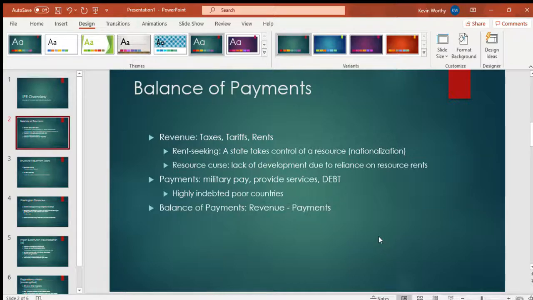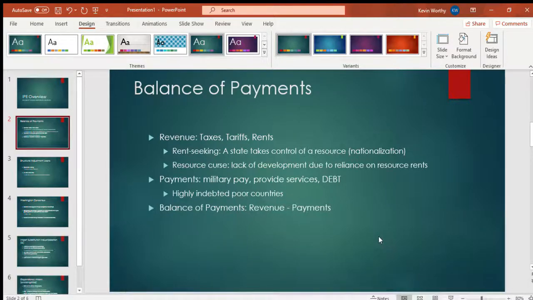So what do I mean by revenue? I mean taxes, tariffs, and rents, right? So taxes, we all know what taxes are. Tariffs are some cost you add to imports and exports, right? So if you want to ship something into another country, that country might say, well, we are going to add 10% to that for whatever reason, and we're going to take some of that money when you import into our country. And the last one is rent.